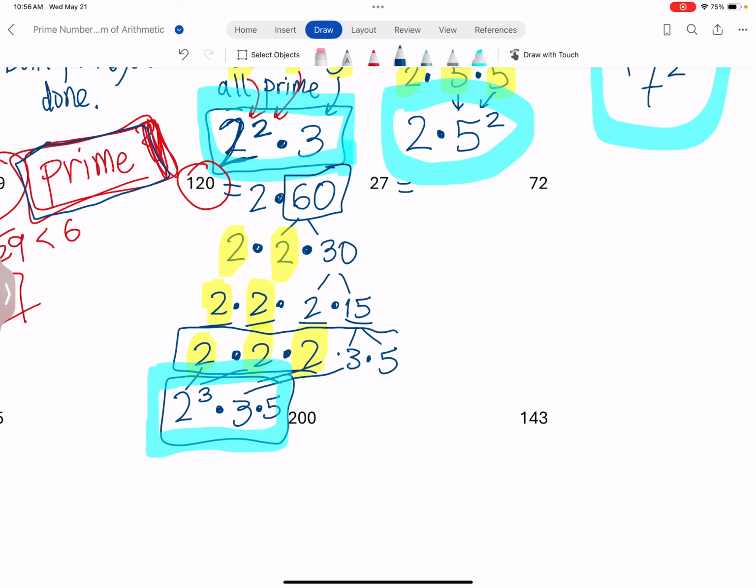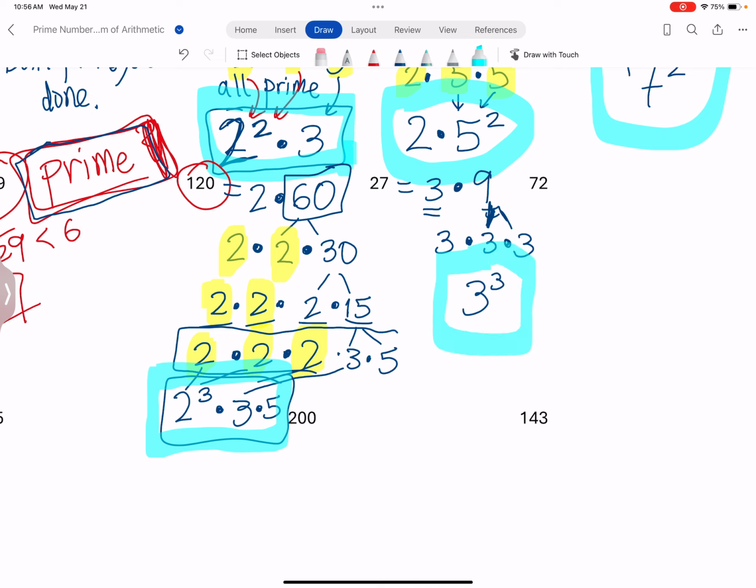Does 2 go into 27? No. The next prime is 3. Yes, 3 does go into 27 9 times. Now I'm going to look at it. 3 is prime, but 9 is not prime. So I need to work on it a little more. Keep that 3, break 9 down. 9 is not divisible by 2, but it is divisible by 3. It's 3 times 3. And now I think we're finally ending in all primes. 3 times 3 times 3, or in other words, 3 to the 3rd power.